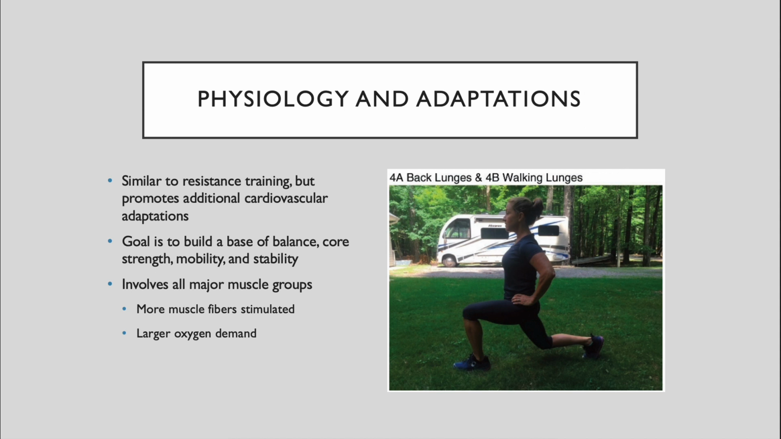Additionally, incorporating multiple muscle groups diffuses a larger oxygen demand across the entire body, as opposed to the smaller overall demand that would be produced by focusing on a more concentrated area. So this would be where the cardiovascular adaptations would come in, such as an improvement in VO2 max.